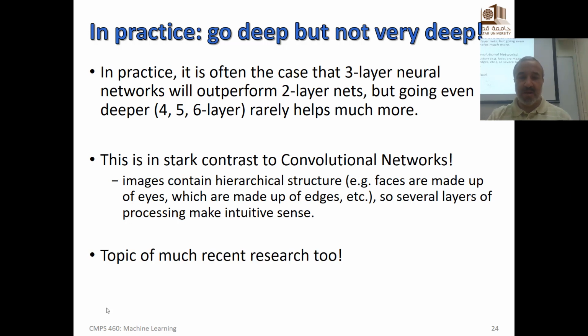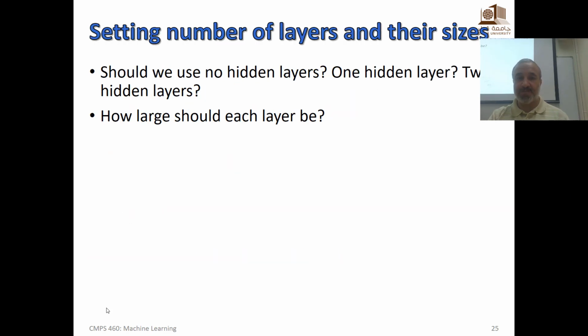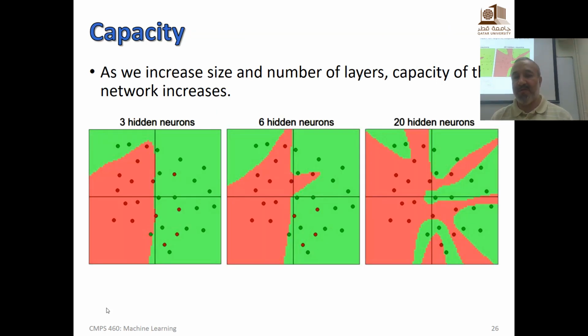Again, this is a research area also. Setting the number of layers and their sizes, I think this is exactly your question, and I think we kind of answered it, right? So we need to do tuning. There's no gold answer here. But let me show you examples of issues that are related to the number of units.